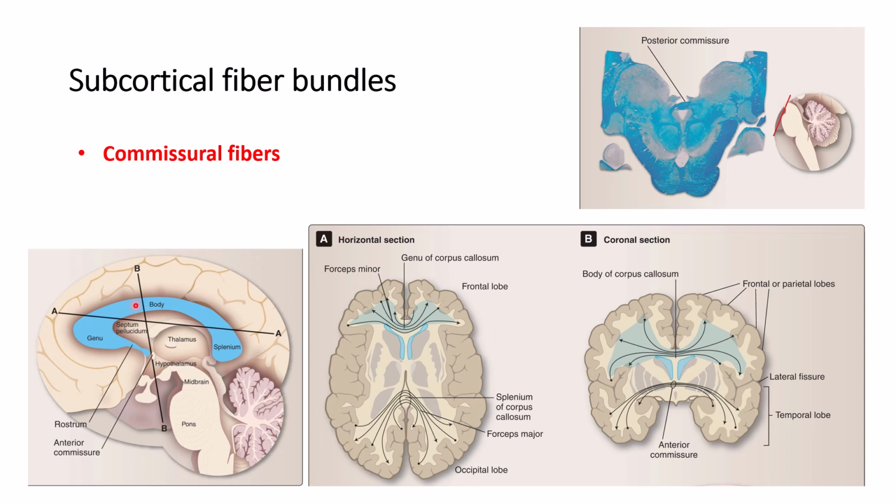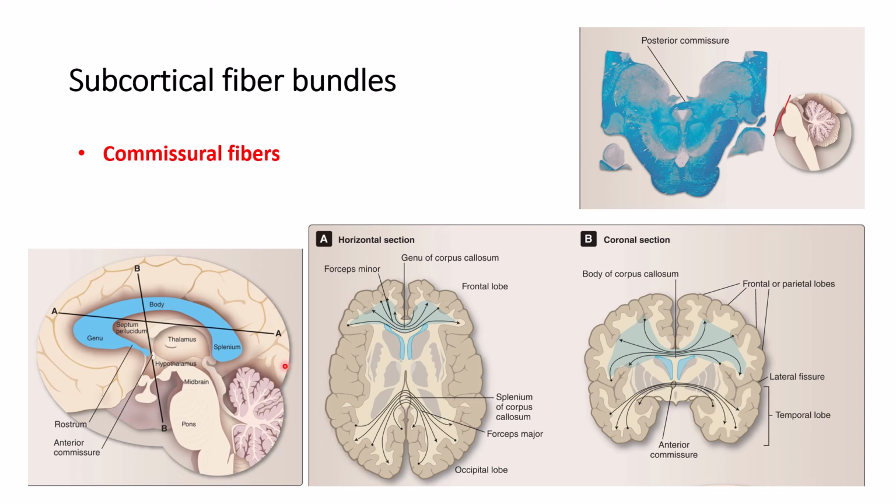Then is the body. It's a bigger part there, and this is the body that you can see connecting the cortices of the two cerebral hemispheres on the two sides. And finally, the splenium, located posteriorly, is connecting the occipital lobes. The body is connecting the frontal and parietal lobes, and the genu is connecting the frontal lobes on the two sides.